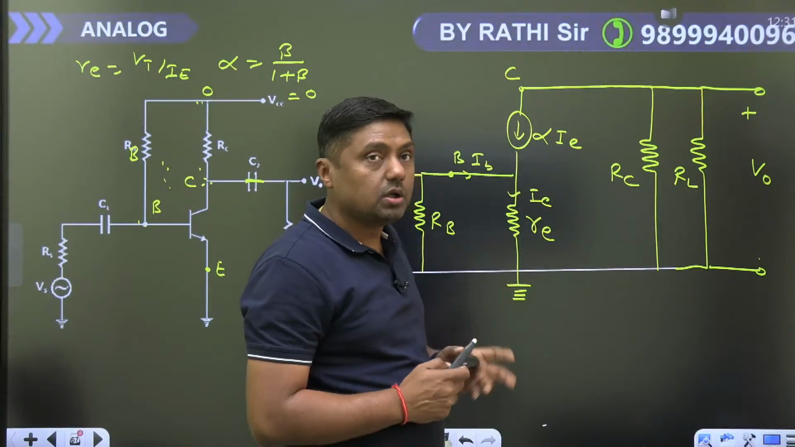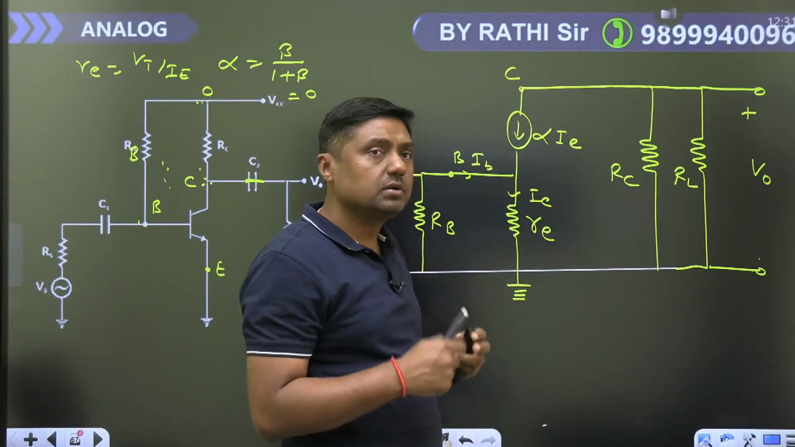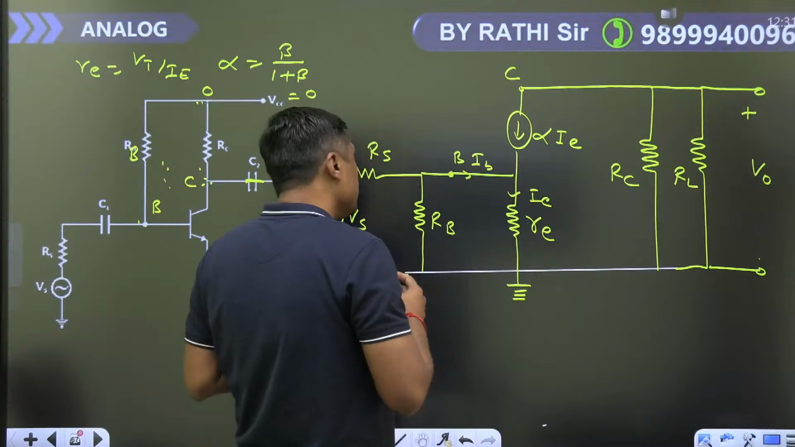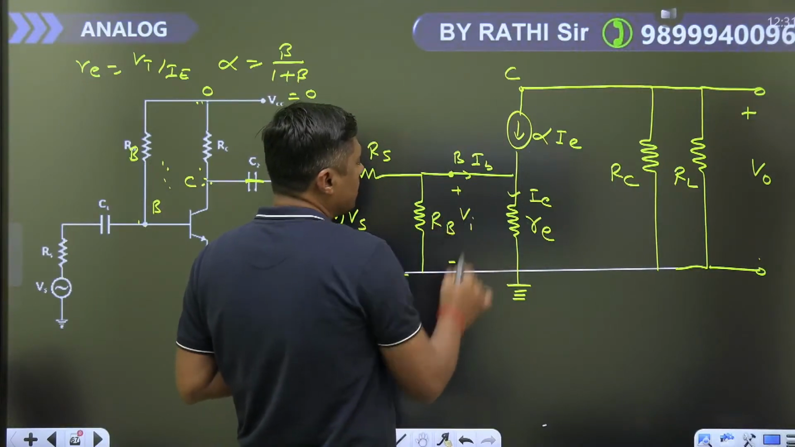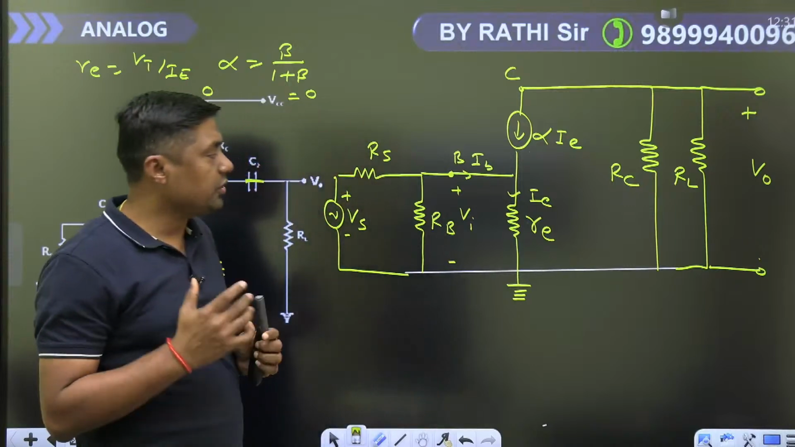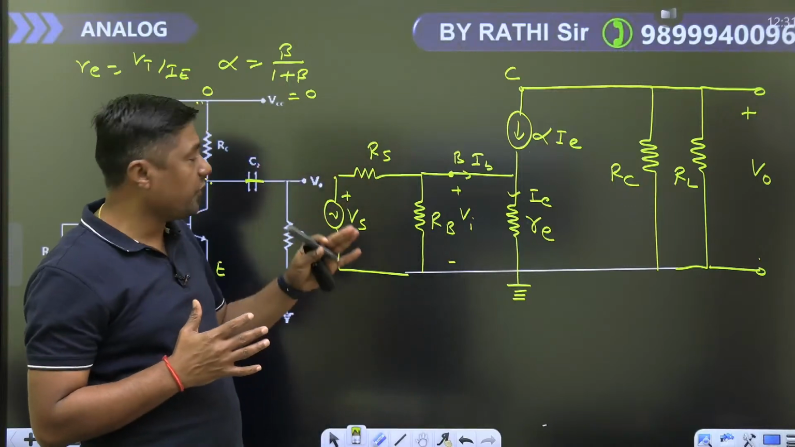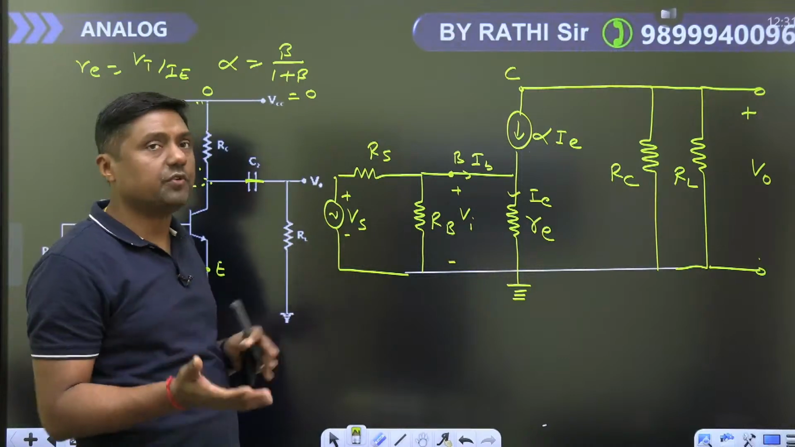Okay. Now how to find the gain? Gain means V naught versus Vi. Up to this point, this is called V naught versus Vi. But when we have to find V naught versus Vs, then that is a different story.